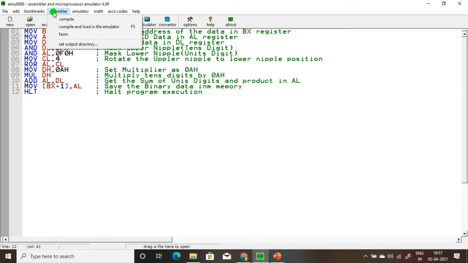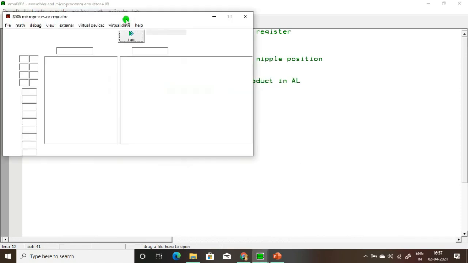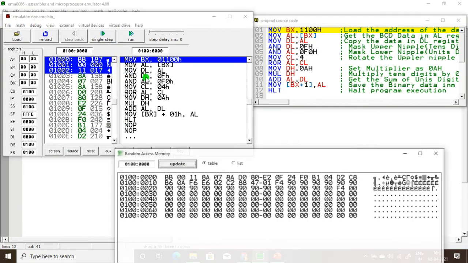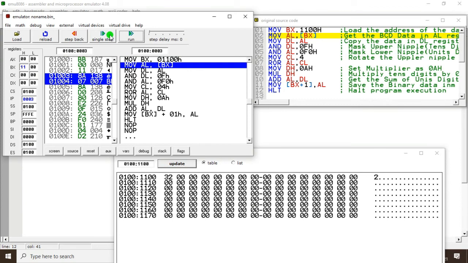Before that, I am going to show the emulated result. There is no error. After that, I am showing the memory. In this memory, 1100 is our memory location. In this memory location, we are going to store the value of 32. Okay, now update. Next, I am going to run this program step by step. What is the first step? 1100, this address is moved into the BX register.